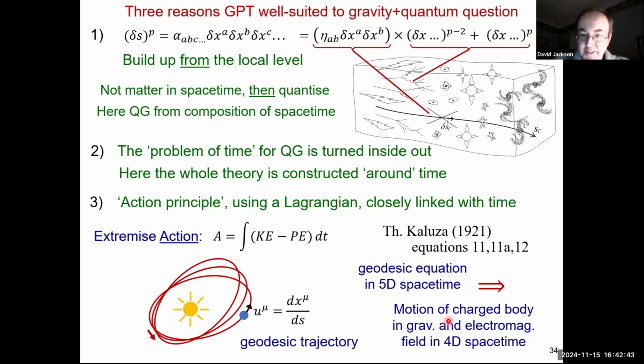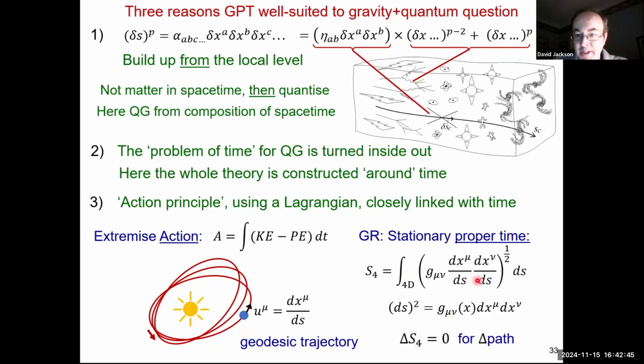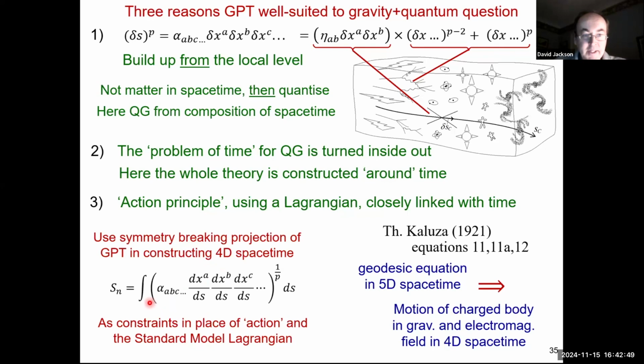So here, whereas in relativity we've only got this proper time interval, here we're generalizing proper time. So the idea is that in the symmetry breaking projection of this object, to get all the constraints out, to replace the action of the standard model, the standard model Lagrangian. So this is the part that will replace the Lagrangian essentially.